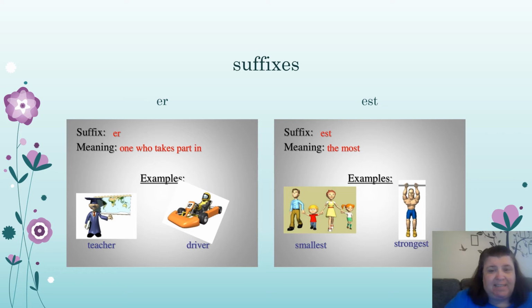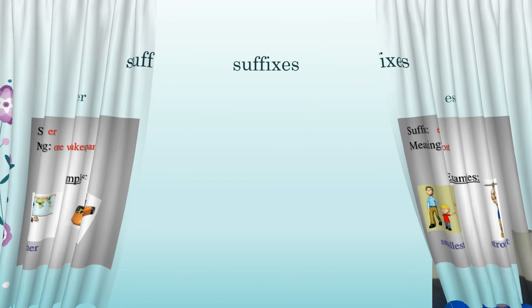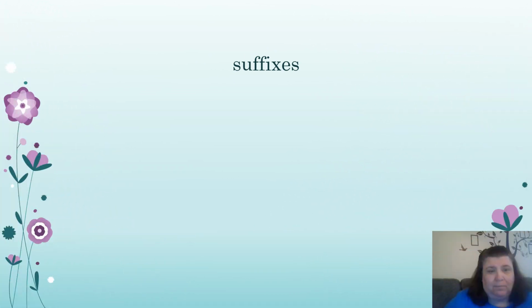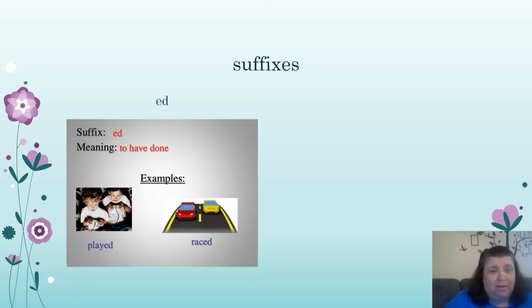We have est, which means the most. We have small and then smallest, the one that is the most small. Then we have strong, strongest, the one that is the most strong. Ed, it means to have something done. So we have play and then played. That means that you have played. And we have race and then raced. That means you have raced.